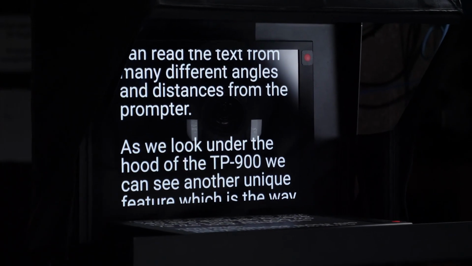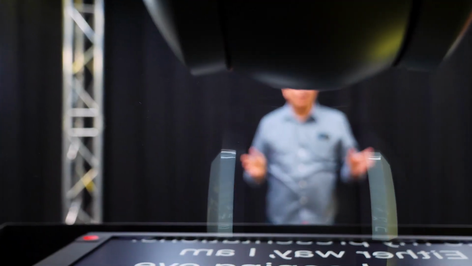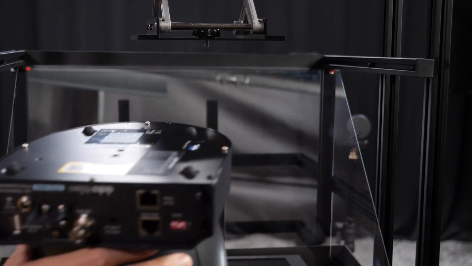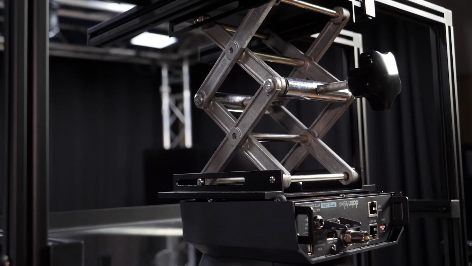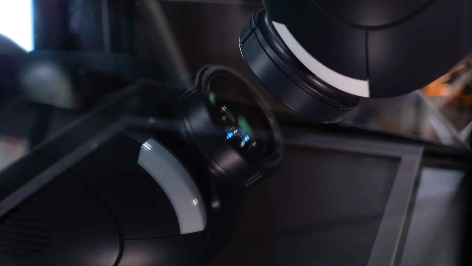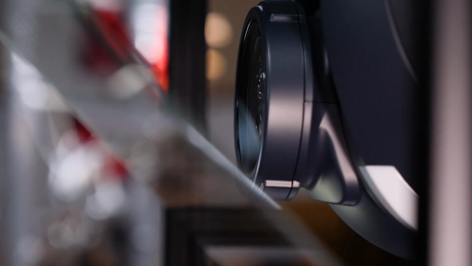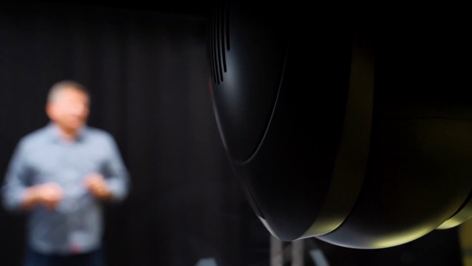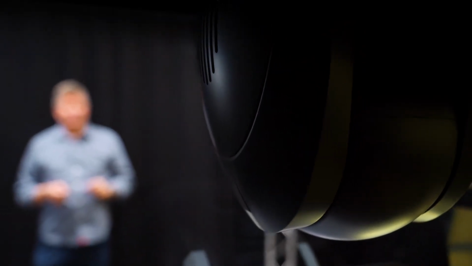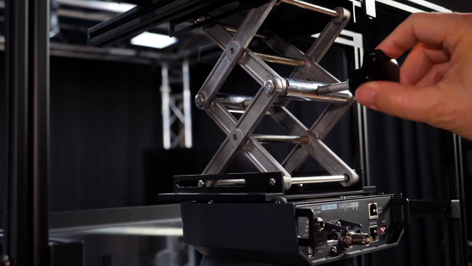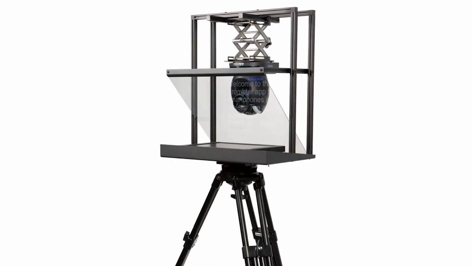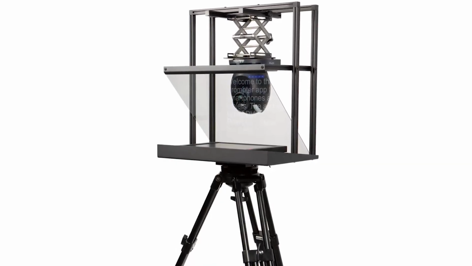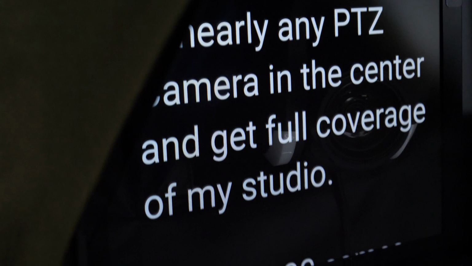As we look under the hood of the TP-900, we can see another unique feature, which is the way the PTZ camera is mounted. The camera is upside down on this PTZ lift. The lift allows me to get the camera lens as close as possible to the glass so that I have a wider range of movement of the camera without obstructed views of the frame of the prompter. The mounting lift can be adjusted vertically and horizontally, which will allow me to fit nearly any PTZ camera in the center and get full coverage of my studio.